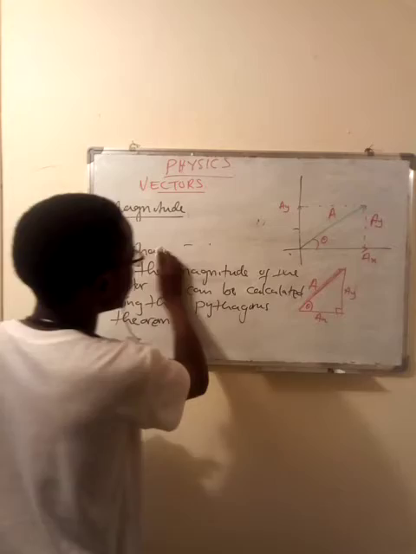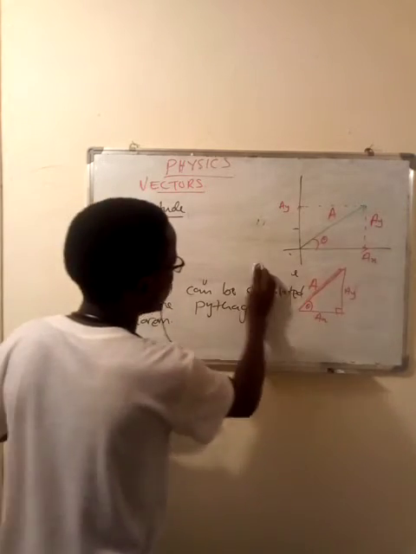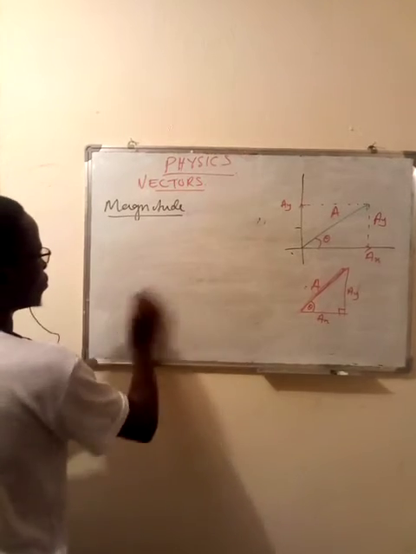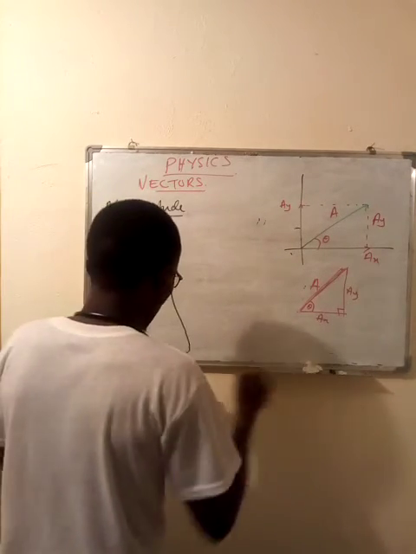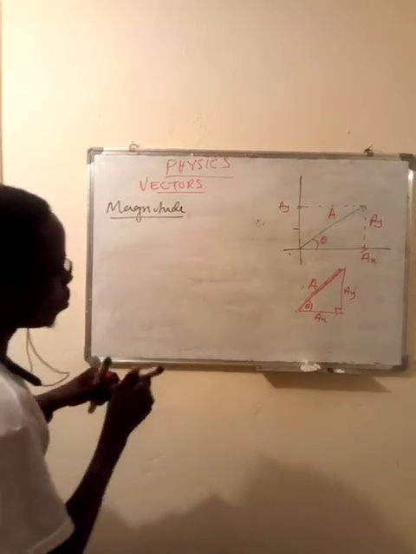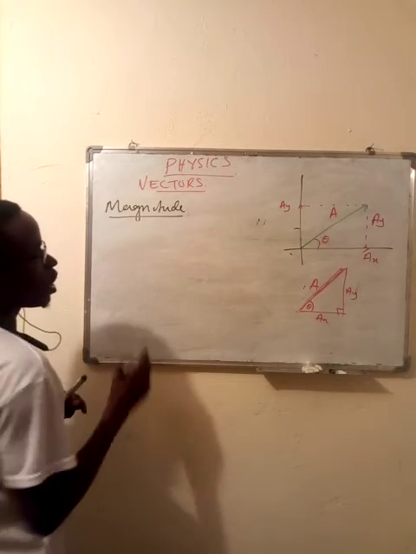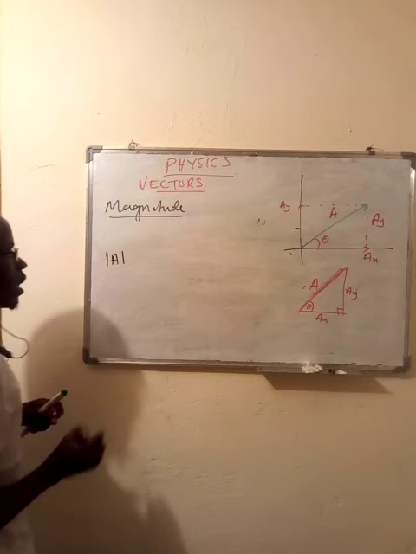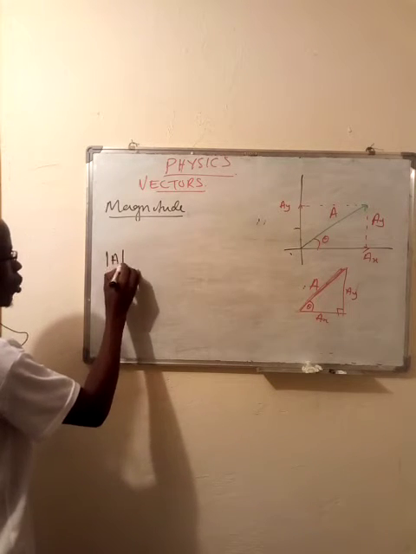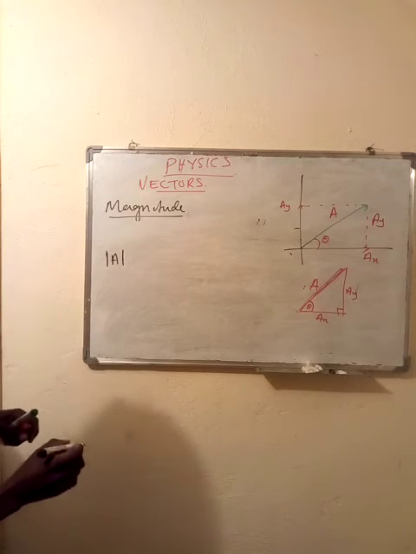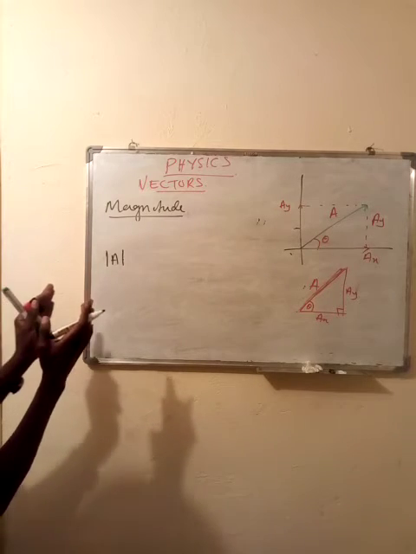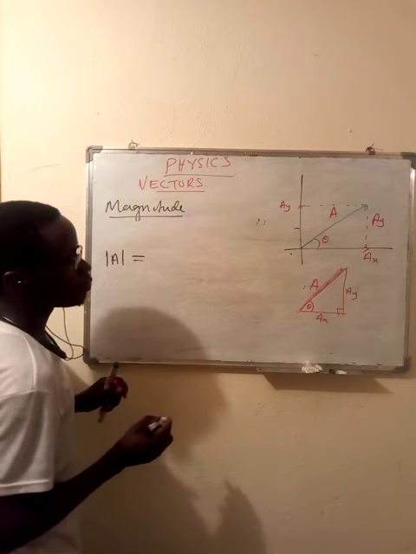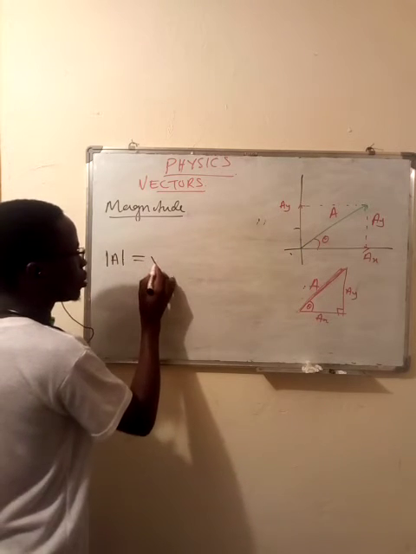All right. So we're going to find the magnitude. So the magnitude A of the vector A. We use the modulus symbol like that, those two straight lines with the letter in between, is equal to the root of, remember we have AX, which is the X component, AX squared plus AY squared.